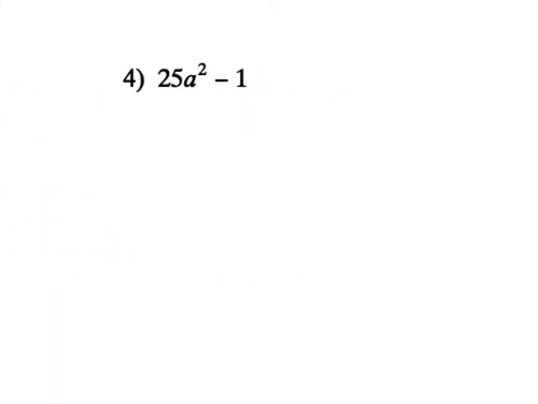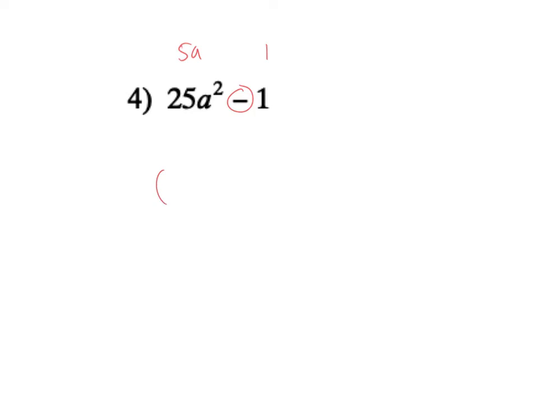All right, number 4, we have 25a squared minus 1. Is there a GCF? No. How many terms do we have here? We got 2 terms. Is it a difference of squares? Do we have 2 perfect squares with a minus sign between them? Well, let's check. What's the square root of 25a squared? That is 5a. What's the square root of 1? That is 1. And we do have a minus sign between them, so it's going to factor.